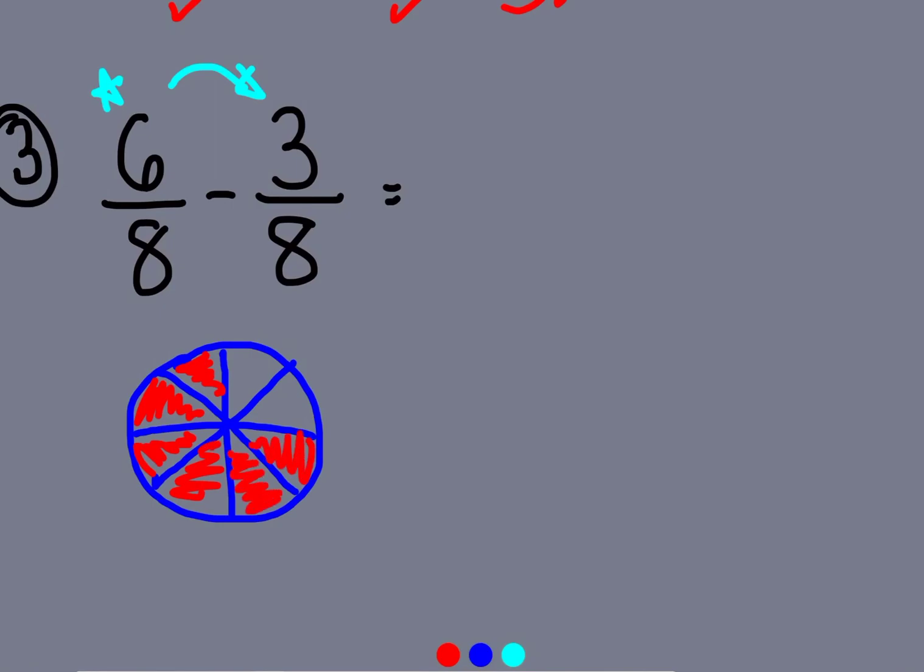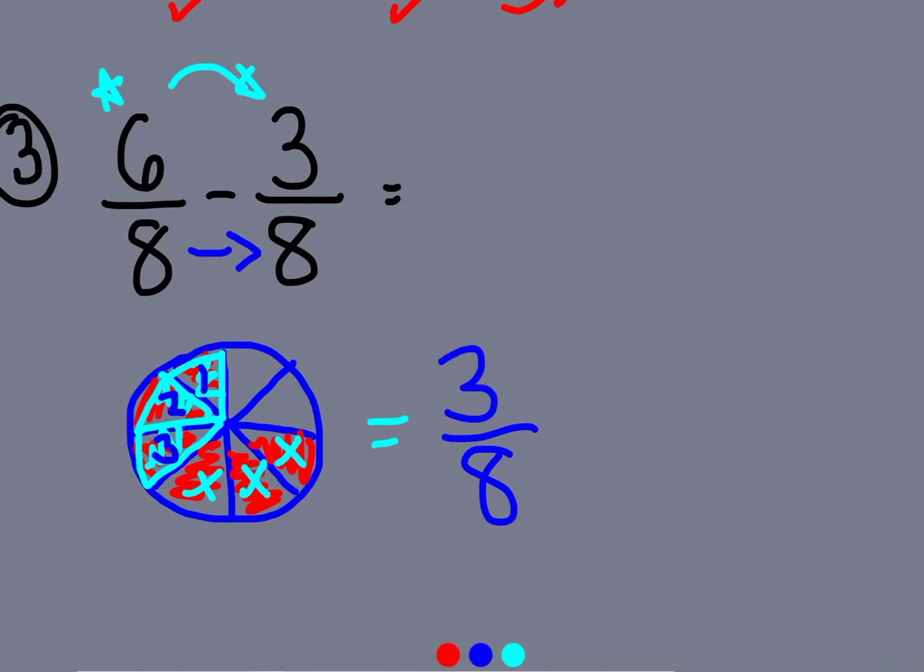So I have 6/8 pizza, but I decided to give somebody 3 of my 6 slices. So I'm going to take those away. 1, 2, 3. So how many am I left with? I am left with these 3 slices of pizza. So my final answer, all of my pizza is still broken up into eighths, and there are only 1, 2, 3 slices left.